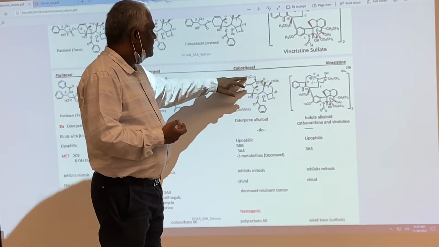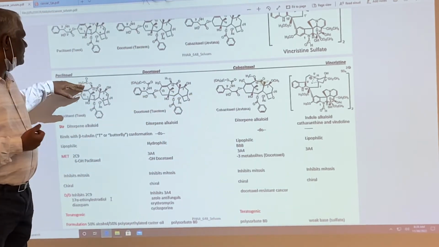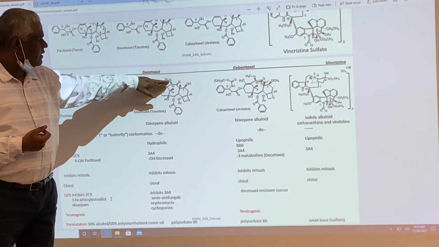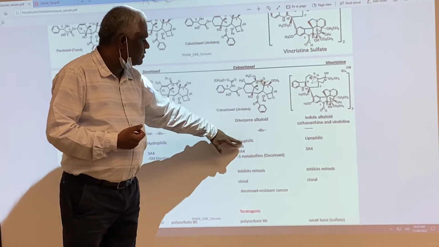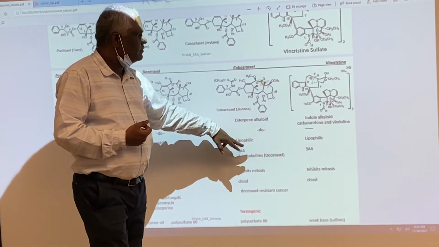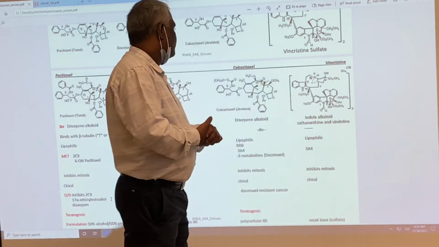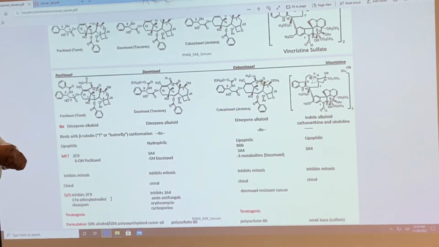Carboxytoxal is a methoxy analog. So when you have an ester, and then there's a hydroxy, and this one is the methoxy. So methoxy is also a lipophilic analog. Overall, this is a lipophilic compound. It's an indole alcohol.